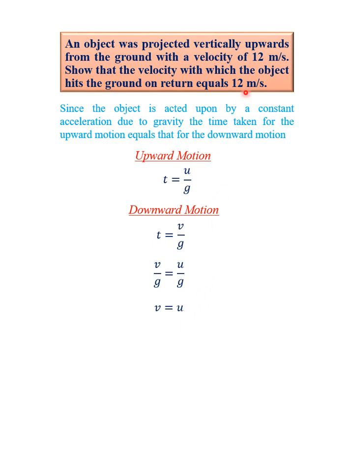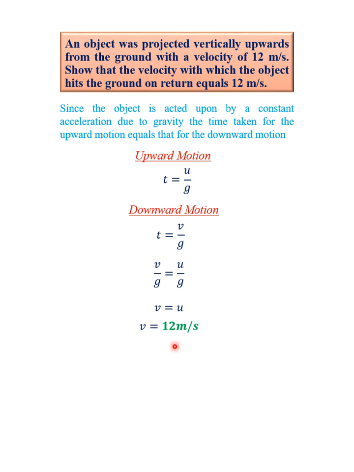And what is our u? 12. It therefore means that the final velocity with which the ball hits the ground is equal to 12 meters per second. This is how to mathematically show that the velocity with which an object is thrown up is the same velocity with which the object will fall down.